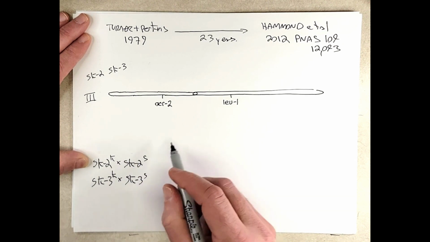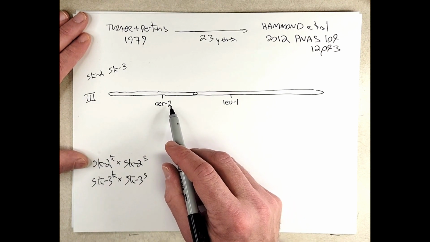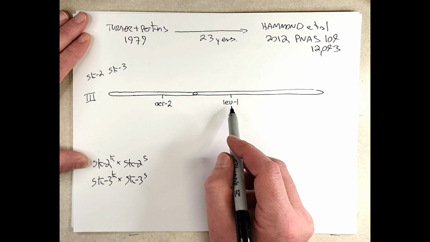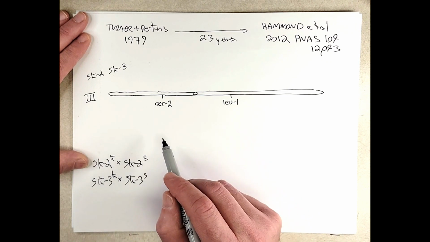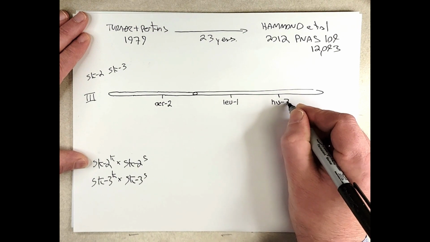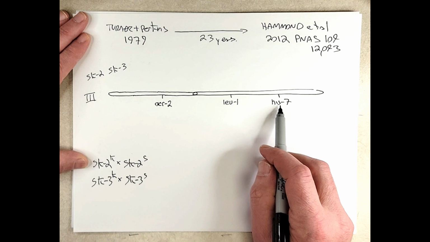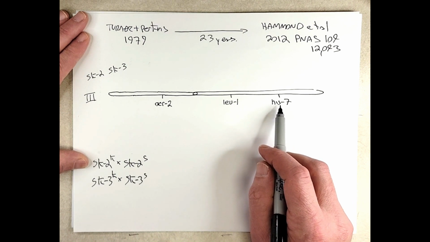In these two crosses, they found a region of suppressed recombination between ACR2 and LU1, these genes on chromosome 3. And they had another gene out here, HIS7, but between LU1 and HIS7 they didn't see evidence of suppressed or blocked recombination. And remember, recombination is essentially crossing over.